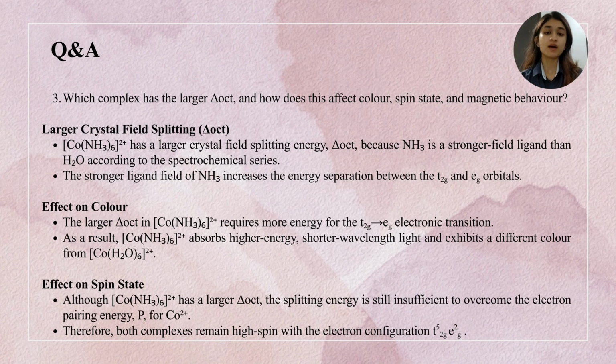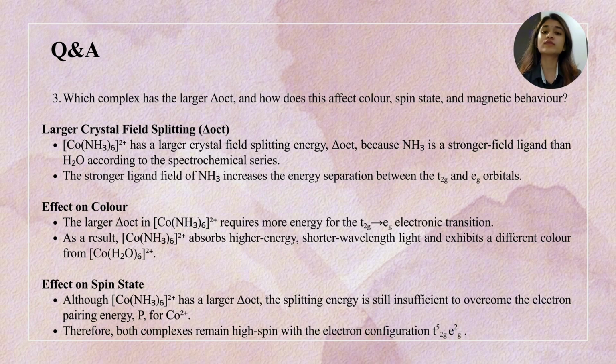For question 3, among the two complexes, the hexaamminecobalt 2+ ion has the larger crystal field splitting energy, and this is because ammonia is a stronger field ligand than water and produces a greater separation between the t2g and eg orbitals. The larger crystal field splitting energy means that more energy is required for the t2g to eg electronic transition. Therefore, the hexaamminecobalt 2+ ion absorbs higher energy, shorter wavelength light, and because the observed color is complementary to the absorbed light, it exhibits a different color from the hexaaquacobalt 2+ ion.